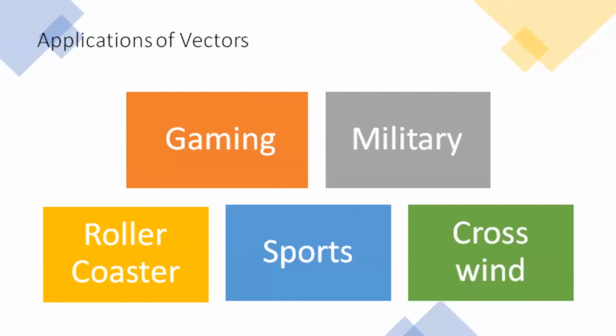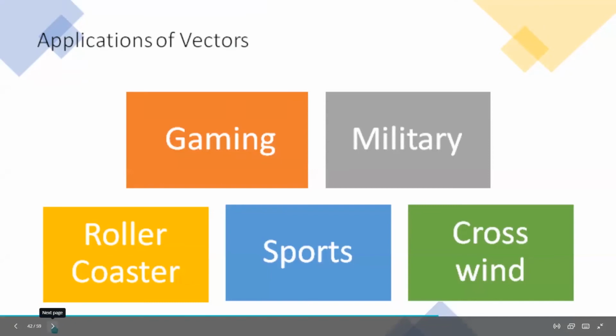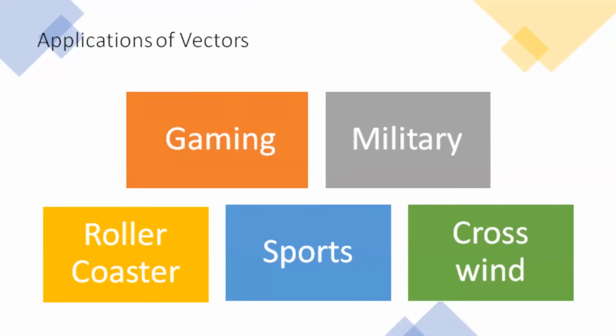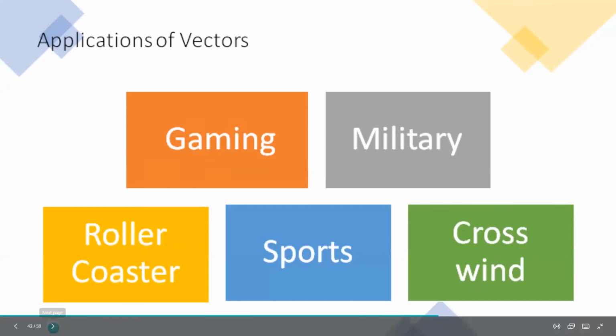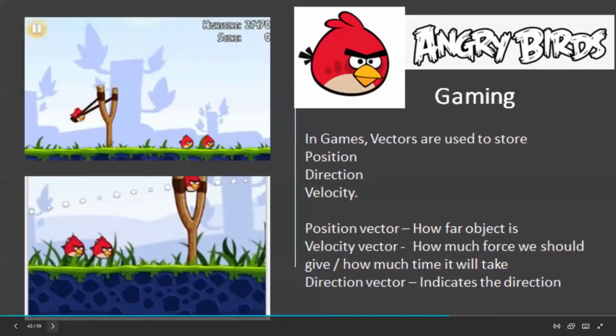Some of the applications of vectors: we are unknowingly using this in different areas. This is being used in games, in different military sectors, maybe in roller coaster games, in different sports fields, or crosswind. All these are some of the areas where vectors are there. So simply, we have a game. In these games, the vectors are used to store the position, direction and velocity. They'll store these three pieces of information. We need to know the position, the velocity, and the direction. Then only this will work out.